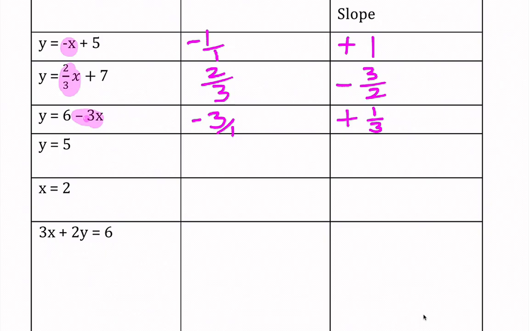Okay, so y equals 5. Notice I'm missing my x's, so it's a strange one. The y equals, so I'm going to use HOY. So I know y equals 5. The H stands for horizontal, so y equals 5 is a horizontal line. So I know its slope is 0.